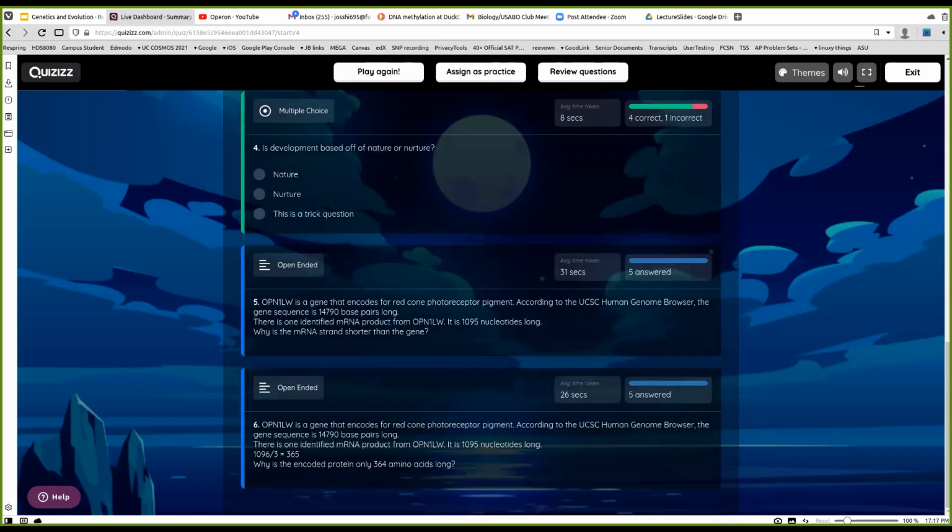The last two are on the same topic and give you a gene. The OPN1LW gene encodes for a red cone photoreceptor pigment. According to the UCSC Human Genome Browser, the gene sequence is 14,790 base pairs long. There's one identified mRNA product from OPN1LW. It is 1095 nucleotides long. Why is the mRNA strand shorter than the gene?